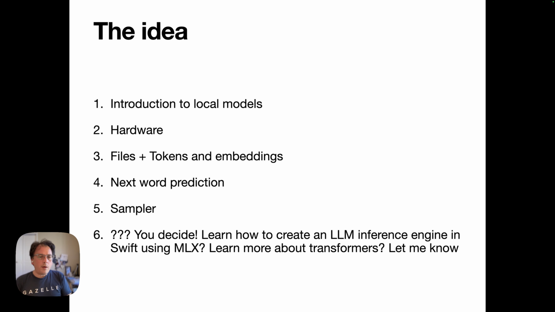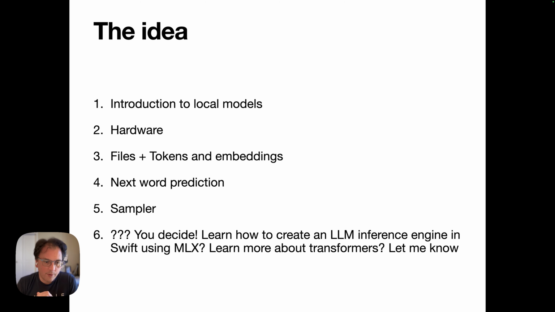So this is how I want to talk about the models in the videos. This is the first video. It's an introduction to local models. In the second video, I will talk about the hardware needed to run these models. Spoiler alert: you can run these things on your iPhone. The third video will be about files and tokens and embeddings, so that's all the things that happen before the transformer. And the fourth video will be about the next word prediction, so that's what comes after the transformer.